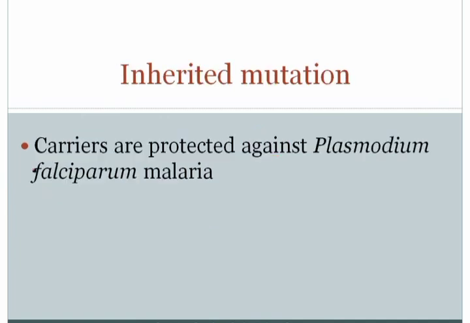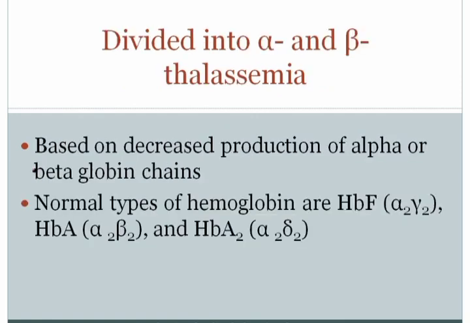Thalassemia is usually due to an inherited mutation. Prevalence of thalassemia is explained by the fact that carriers are protected against Plasmodium falciparum malaria. It's not enough to know that they're protected against malaria. You need to know that they're protected against Plasmodium falciparum malaria. Thalassemia is divided into alpha and beta thalassemia. And so if there's a decrease in production of alpha chains, we call that alpha thalassemia. And if there's a decrease in production of beta chains, then we call that beta thalassemia.